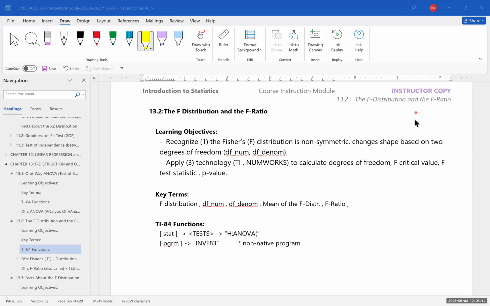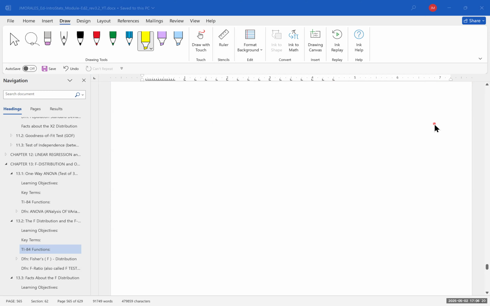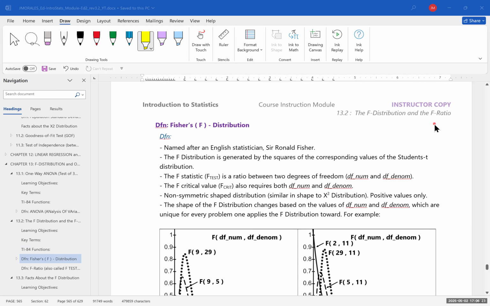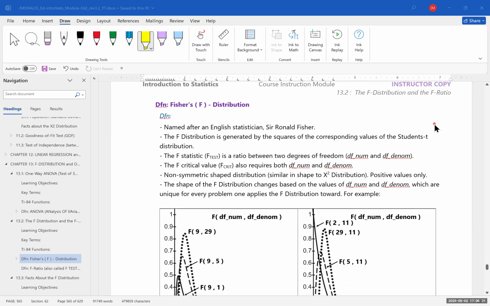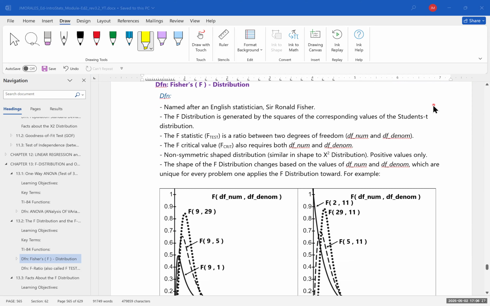All right, so here in section 3.2, we're going to give a little bit more detail about the F distribution. The F distribution, called Fisher's distribution, is named after the English statistician Sir Ronald Fisher. The F distribution is generated by the squares of the corresponding values of the student's T distribution.